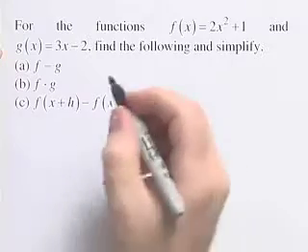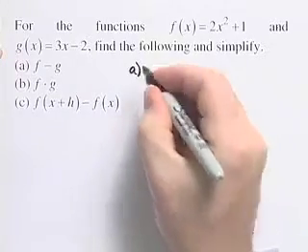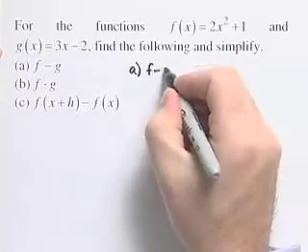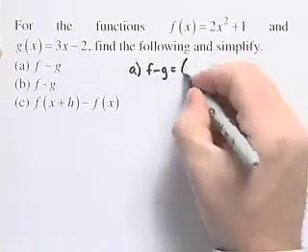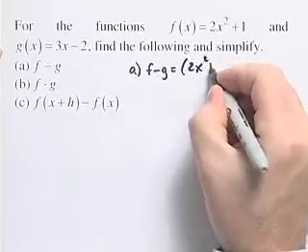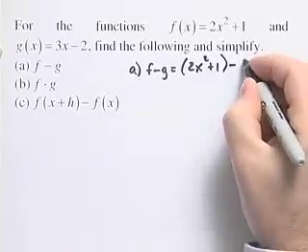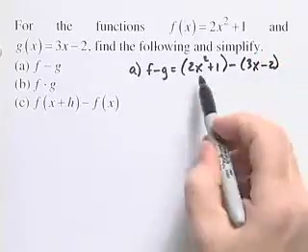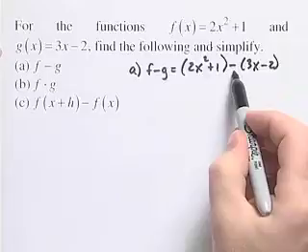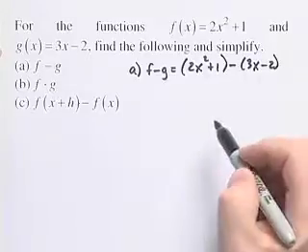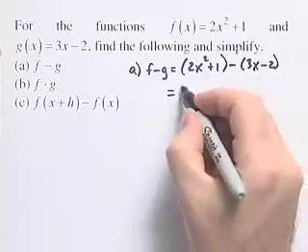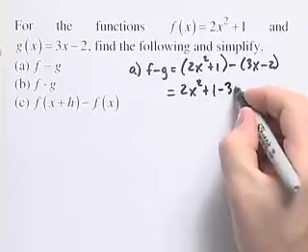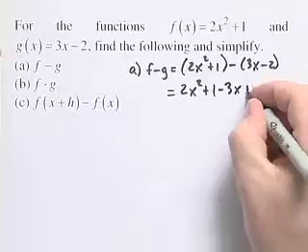So we'll start with part A. For f minus g, we just need to subtract the two functions. So we'll write (2x squared plus 1) minus (3x minus 2). It's important to use parentheses when you write these functions down, especially if you're doing subtraction, so that you remember to distribute the minus sign. So we'll get 2x squared plus 1 minus 3x, and then minus a negative 2, which will be plus 2.